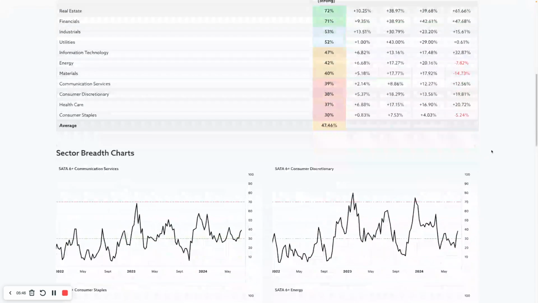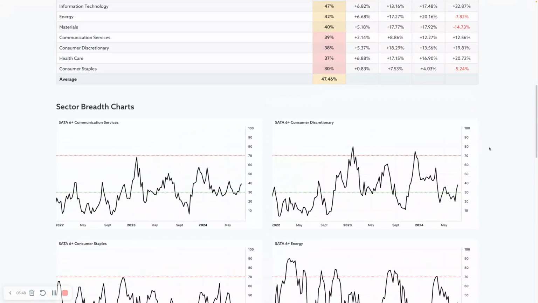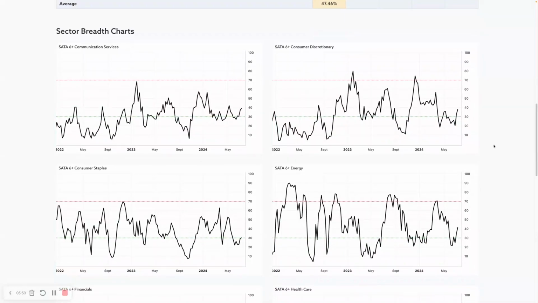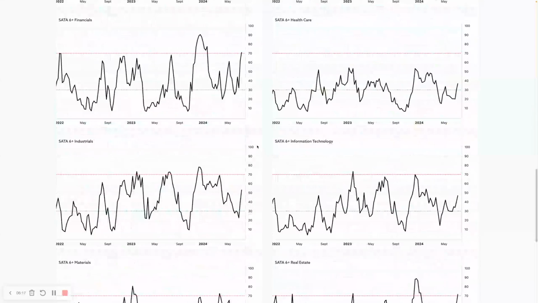So if we scroll down the page, we've got the sector breadth charts in a single view, so you can scroll through and see all of the different ones: communication services, discretionary, staples, energy, etc. So they're ordered alphabetically at the moment. I'm probably going to add a few features at the top here where you can change the orders and switch between the SATA 6 Plus charts and the percentage of stocks above their 30-week moving average charts as well in the next couple of days. So we'll have those as well. So you can go through all of these.